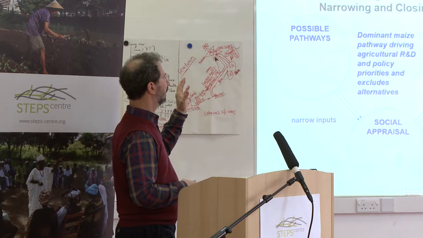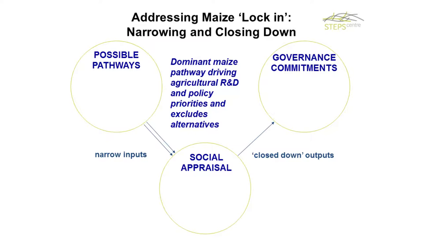Do people continue to grow maize, even in these complex, diverse, risk-prone environments, as they move into areas where there's increasing variability of rainfall, greater uncertainty? Is that the best way forward? Or might that be part of a suite of options, of possible pathways ahead? So we're recognizing that at the moment, the dominant pathway is one of maize driving the entire system. So it's very narrow in the number of inputs available to what we've described as social appraisal. And the kind of governance commitment that comes out of that is essentially a singular pathway, more maize.